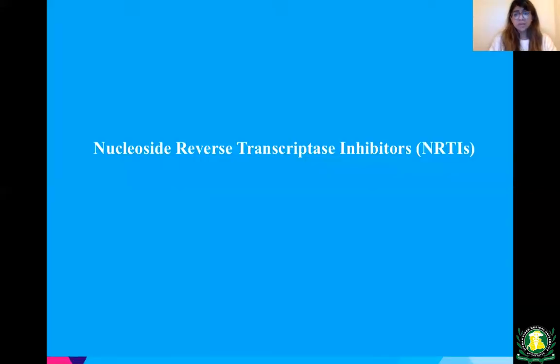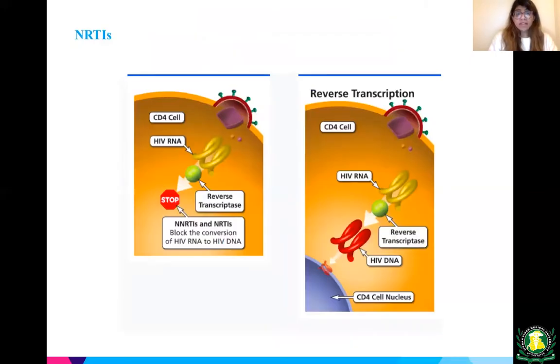So we'll first start with the nucleoside reverse transcriptase inhibitors, so we call them NRTIs. We'll start with the mechanism of action first. It's the same mechanism of action for the non-nucleoside reverse transcriptase inhibitors and the nucleoside reverse transcriptase inhibitors, basically blocking the conversion of HIV RNA to HIV DNA by blocking the reverse transcriptase. So both of those classes have the same mechanism.